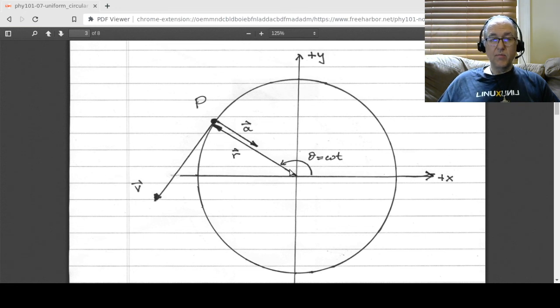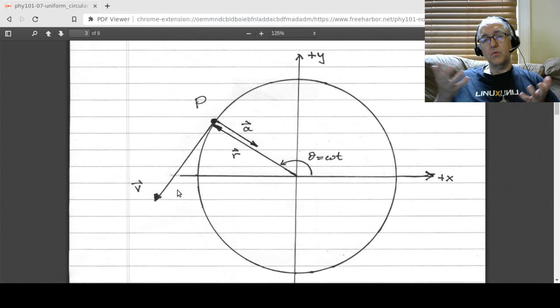So the position vector points from the origin to P. The velocity vector is tangential to the circle at point P and points in the direction that you see there, okay? Now, that's actually kind of important, and it has a physical result.